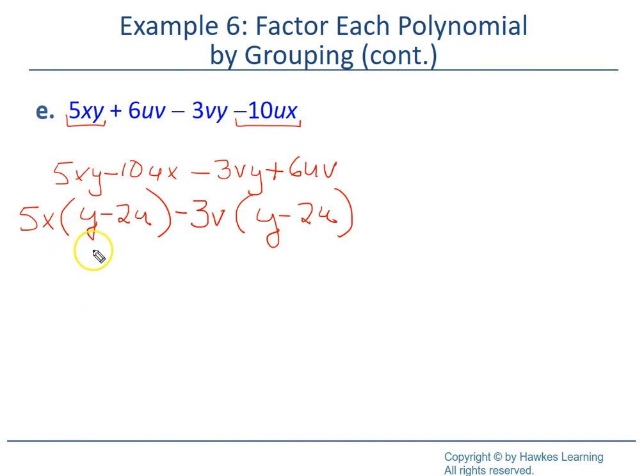So, sometimes when you see something like this, and you say, I can't do anything with it, if you rearrange it, which you are allowed to do, and then take out your common factors, and here have to flip the signs around, you're going to end up with y minus 2u and your 5x minus 3v. And that's my story, and I'm sticking to it.